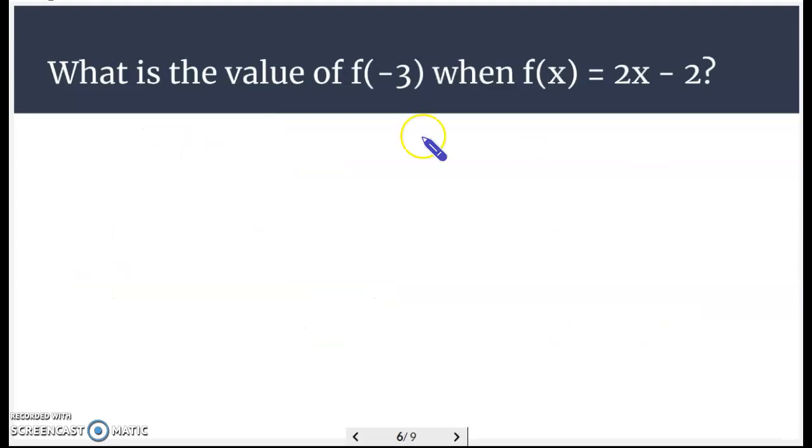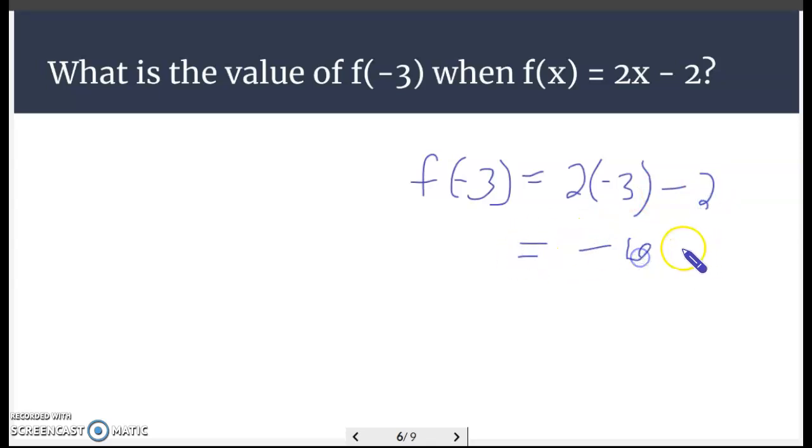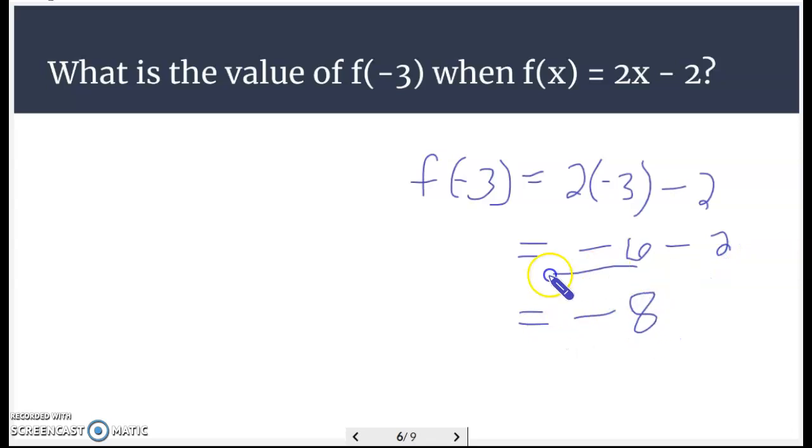All right, and finding a value of a function. What is f of negative 3 when f of x equals 2x minus 2? So that means we're going to substitute in negative 3 for x. 2 times negative 3 minus 2. 2 times negative 3 is negative 6, and negative 6 minus 2 is negative 8. So the value of the function is negative 8 when x is negative 3.